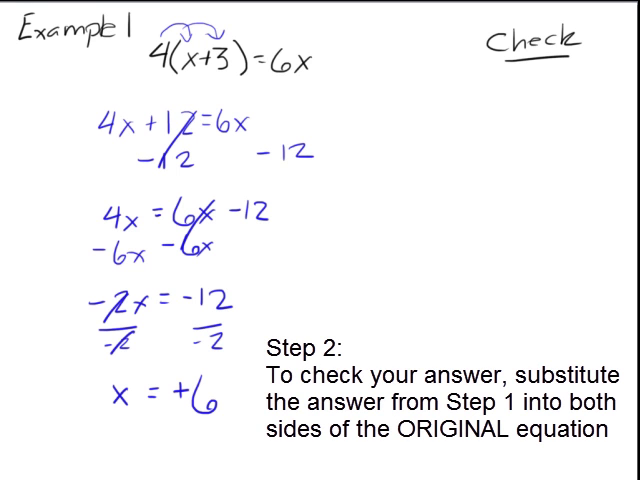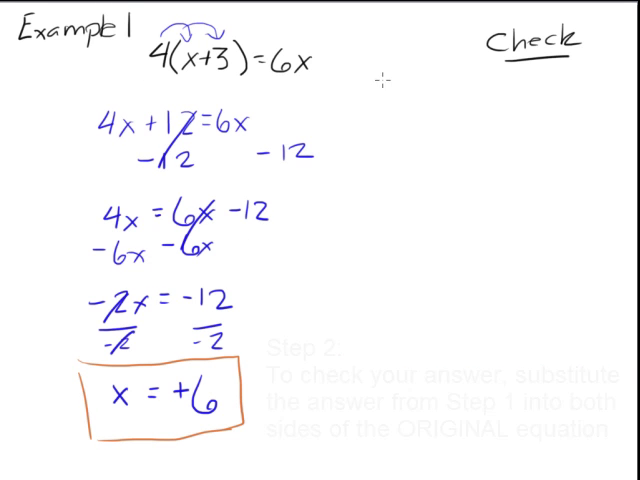So when I do a check, I'm going to take my x equaling 6, what I got as my answer, and I'm going to put it where I see an x in the original question. I'm not going to use any of these equations here that I made. I'm going to do the original question. So I'm going to have 4 in brackets, instead of x, I'm going to put a 6. 6 plus 3 equals 6 times, there's an x there, so I'm going to put another 6. And then I'm going to work it out on each side of the equal sign.